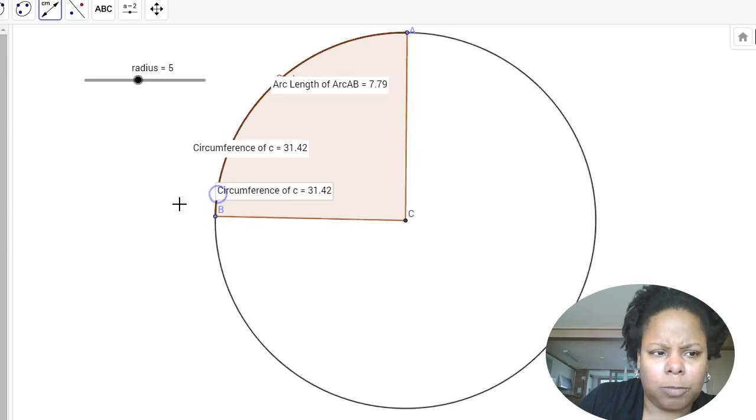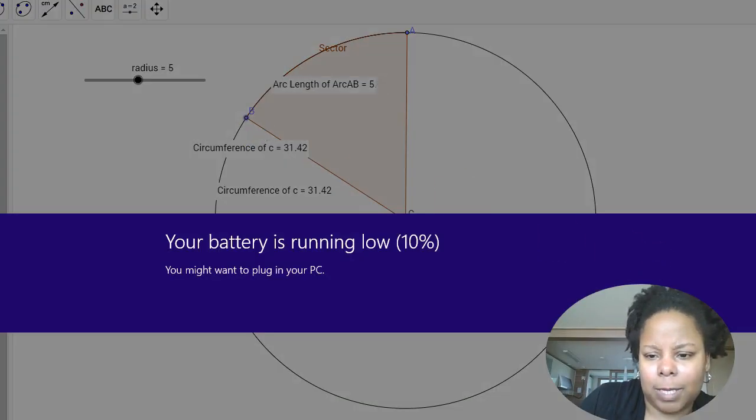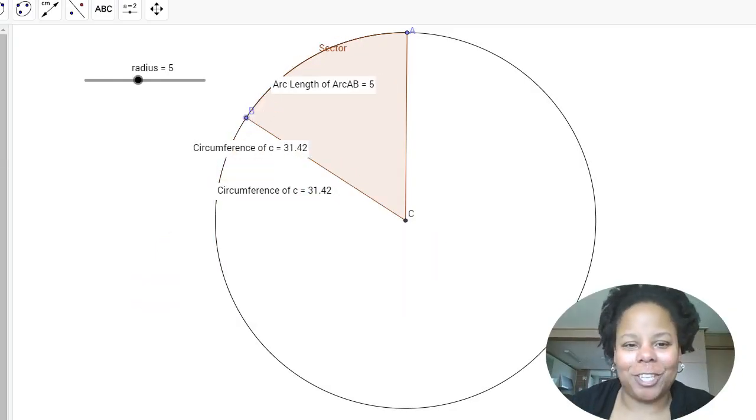So I'm going to change B so I can get an arc length of 5. Oops, almost there. Oops, and my battery's running low. Sorry. Let me pause it. Okay, I'm back. I had to plug the charger in.